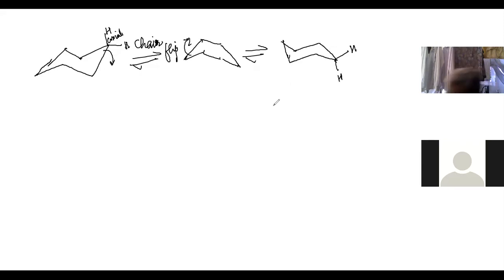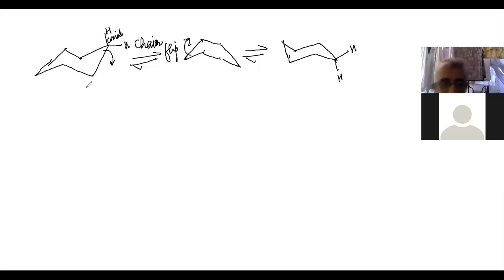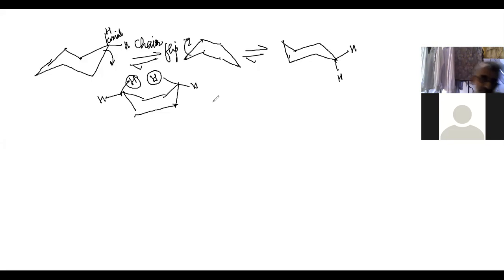Now the chair form is the most stable conformation of the cyclohexane molecule. It also has a conformation known as the boat form. This is the boat form. The boat form is less stable than the chair form because these two hydrogens are very close to each other and they repel each other.